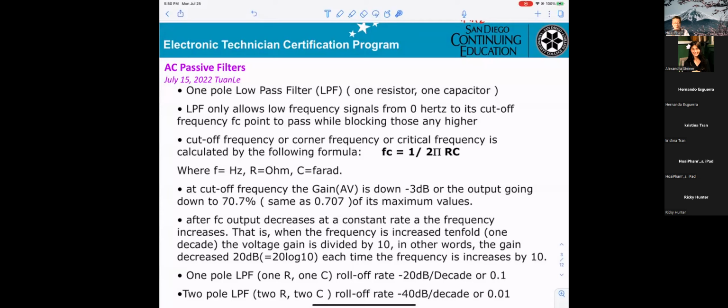If you get a two pole, a little different. Two pole means 2R, 2C, then they operate better. You can see that two pole, two R two C, roll off will be 40 dB per decade or 0.01. The higher the rate it drops, the better the filter will be. What they want is like an ideal filter. They want after the cutoff, they don't want any more voltage.